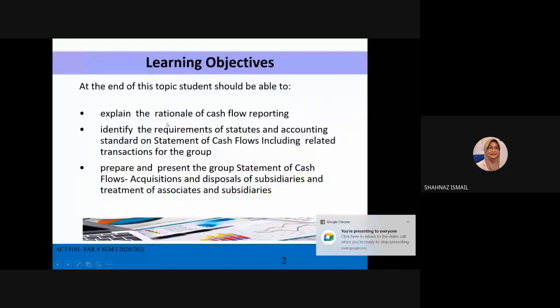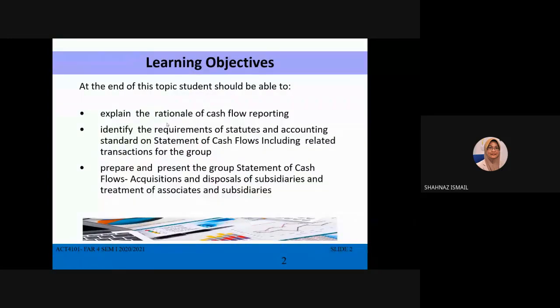Okey, untuk topik Consolidated Statement of Cash Flow ni pelajar dikehendaki ataupun pada akhir topik ini pelajar sepatutnya boleh explain berkaitan dengan the cash flow reporting untuk consolidated purposes, and then able to identify the requirements of statutes and accounting standards that related to the statement of cash flow, including the related transaction for the group, dan finally to prepare and present the group statement of cash flow.